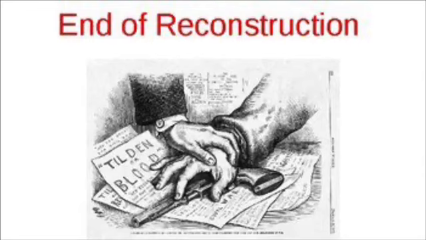So let's look at what was accomplished during Reconstruction. Some things that were accomplished were that there was a tax system that supported a school system, and it did raise African American expectations for their rights.